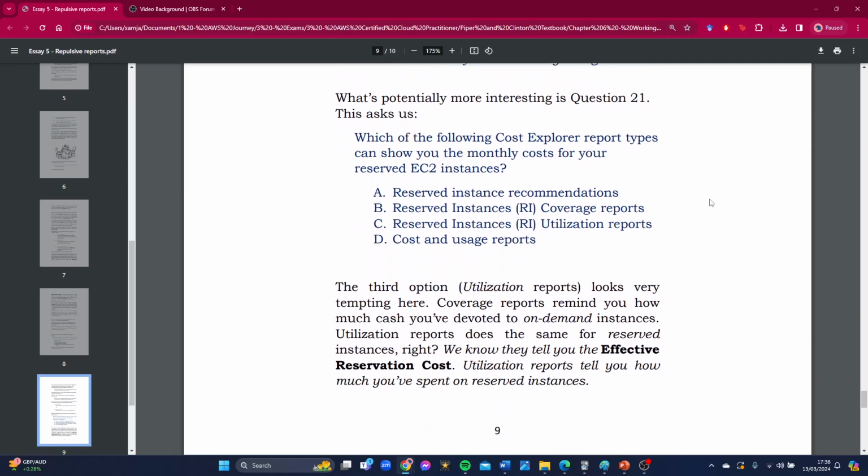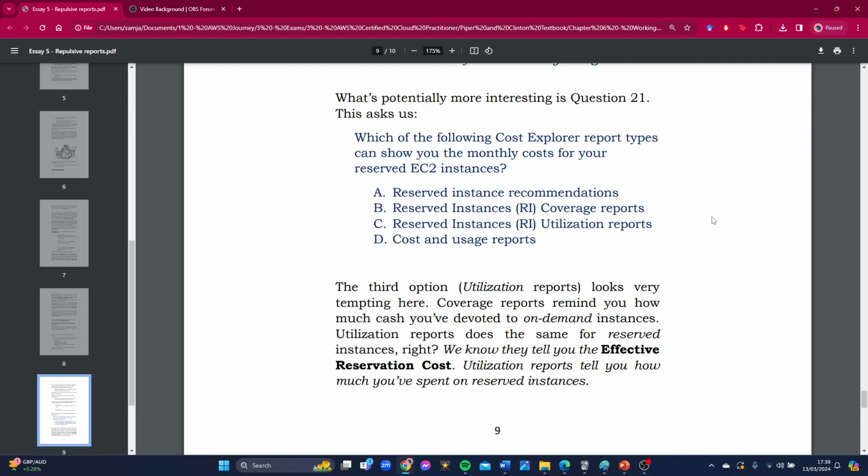What's potentially more interesting is question 21. This asks us, which of the following report types, Cost Explorer report types, can show you the monthly costs for your reserved instances? Reserved instance recommendations, the reservation coverage report, the reserved instance utilization report, or the cost and usage reports. Now, okay, so which tells you the costs for your reserved EC2 instances? Now the third option, utilization reports, looks very tempting here. Coverage reports remind you how much cash you've devoted to on-demand instances.